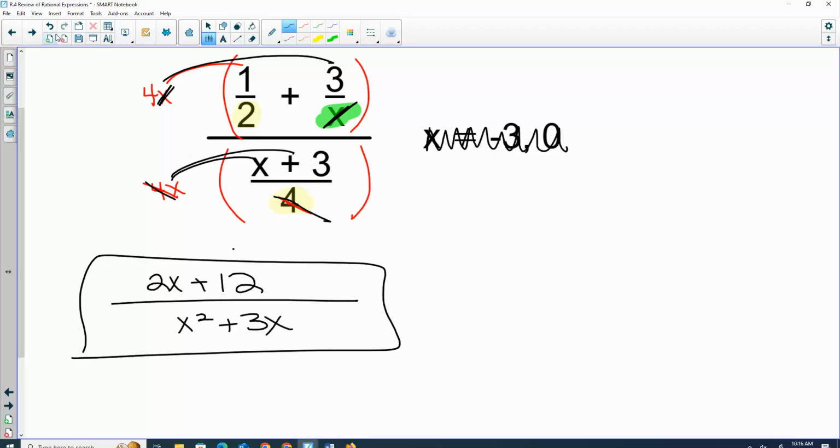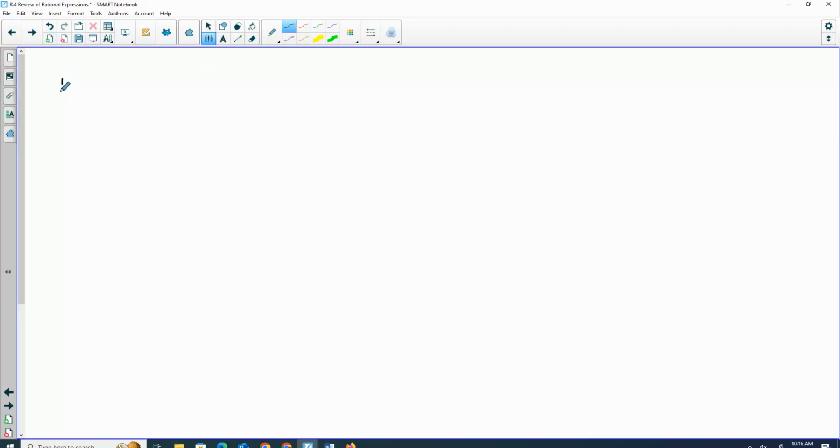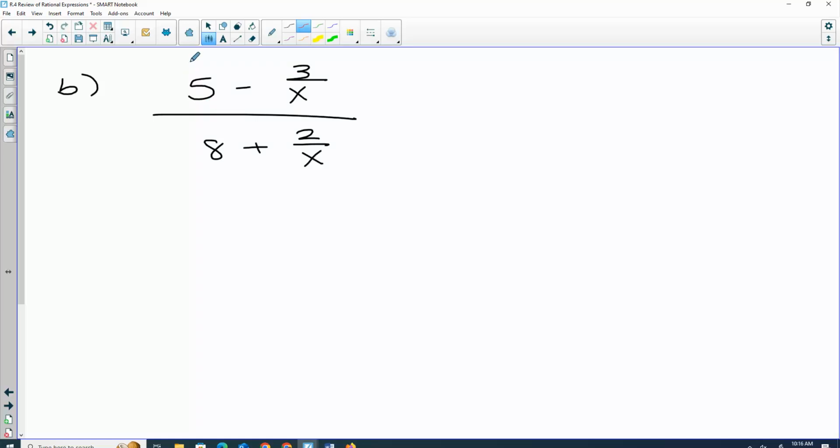If I did, let's say, 5 minus 3 over x divided by 8 plus 2 over x. What would I have to multiply by? X. The only thing I have in my denominator is an x, so we're just going to take everything times x.